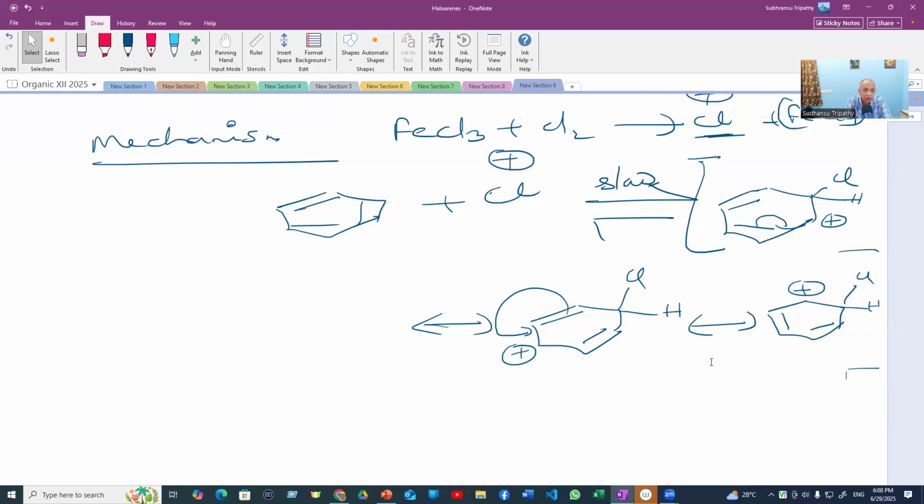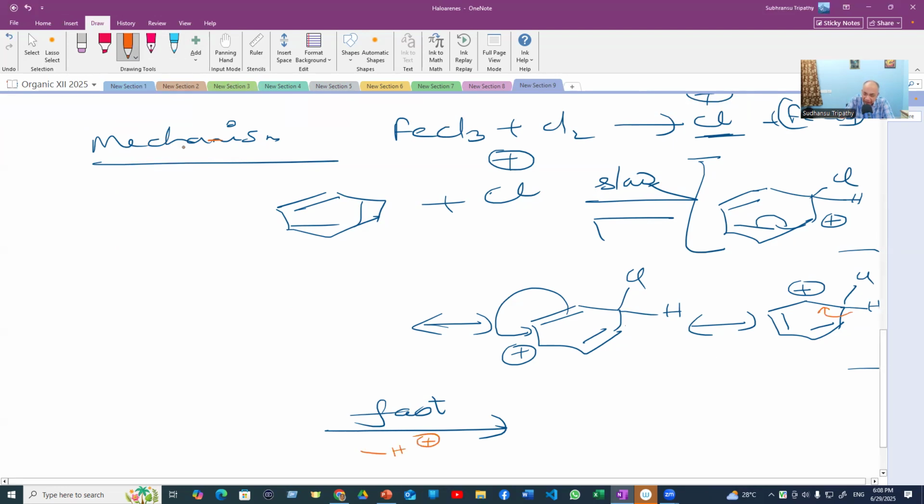Here, we are preparing chlorobenzene from benzene. And then the second step, which is fast, this proton elimination takes place. The proton is lost in the second step, which is very fast, and we get the stable aromatic structure with chlorine attached. H plus leaves. The leaving group is H plus.